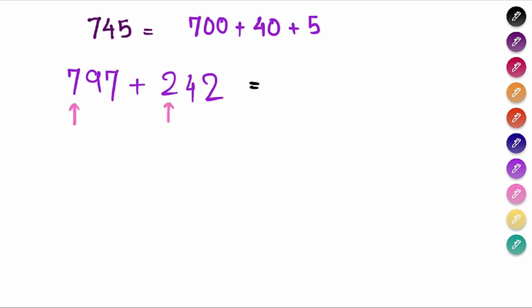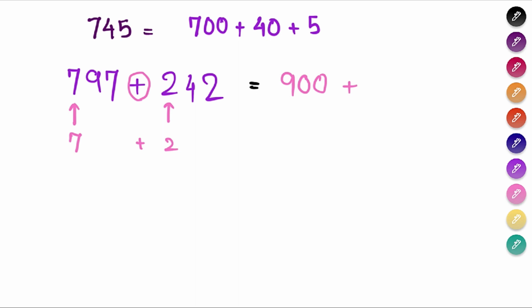We have 7, and the sign between them is plus, 2. 7 plus 2, that is 9, and since it is in the 100's place, we add 2 zeros. You see what I did?